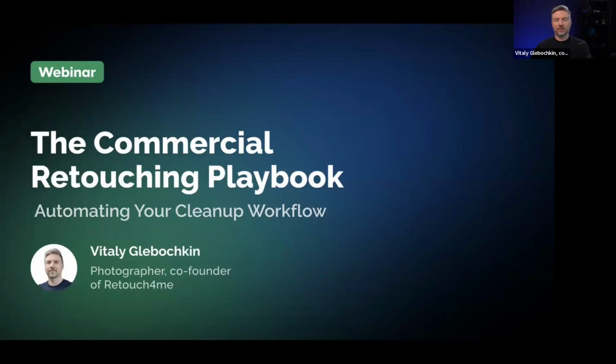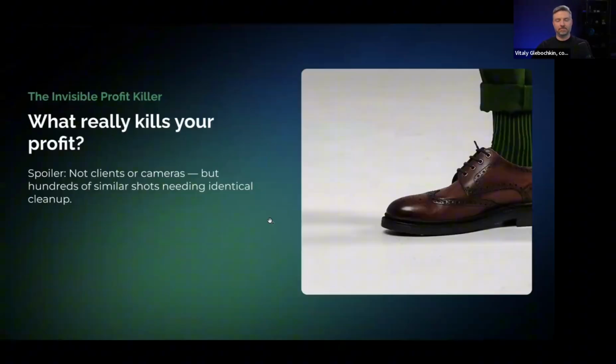Retouching playbook. So the most important problem about commercial photo shoots is that you have to clean all images, and it takes forever if you have lots of files and you didn't prepare the photo shoot well. So we'll consider how to do this before the photo shoot and how you can automate your cleanup of your commercial images today. So how do you think, what really kills your profit from your commercial images?